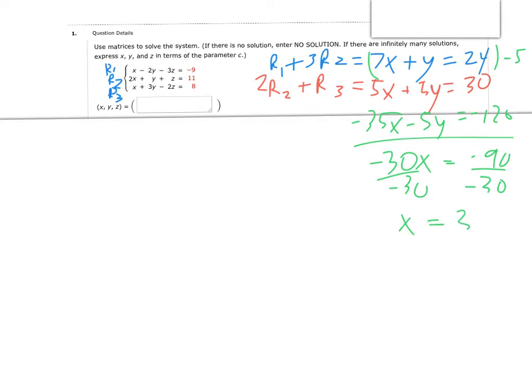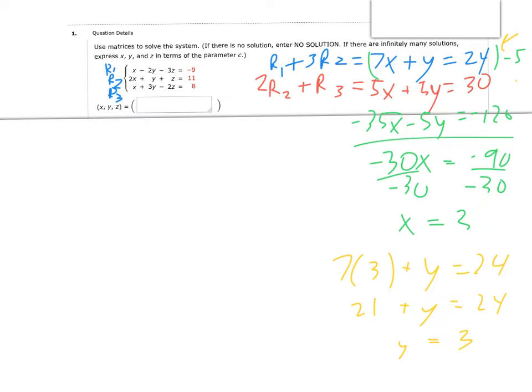So now I'm going to take that and plug it back into one of my double systems here. I'll go ahead and do this one right here. I'm going to say 7 times 3 plus y equals 24. So this will allow me to solve now for a numeric value for y. I'm going to subtract the 21 over and I get y equals 3.